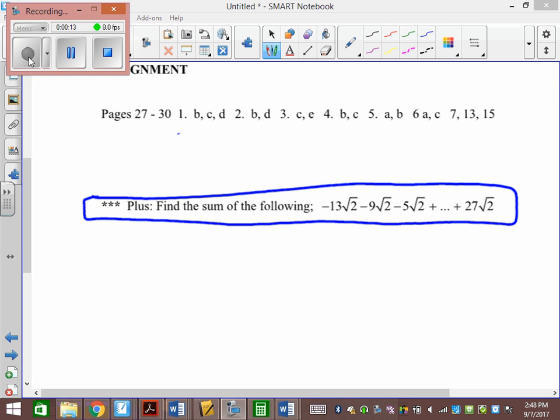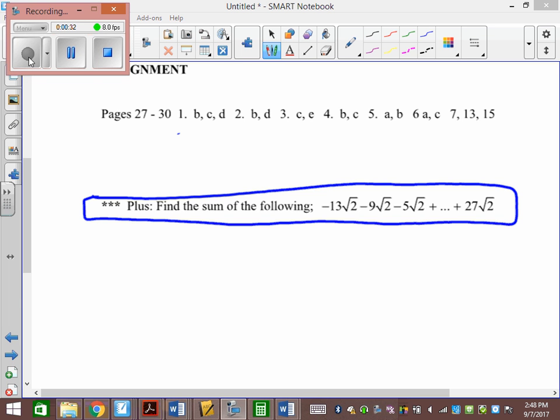Now, you can add radical functions that have like radicands. So whatever is underneath your radical sign, if it's the same, you can add them. It's just like as if it was 2x plus 3x. You can add those because they both have x, right? But if it was 2x plus 3y, you couldn't add them, correct?